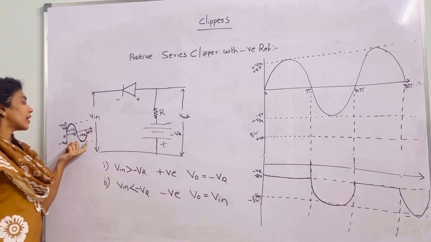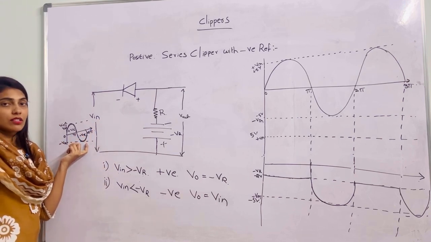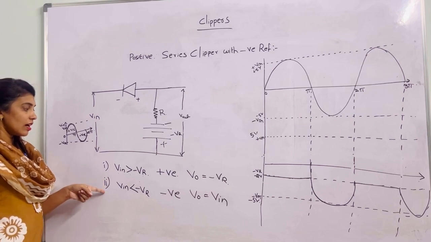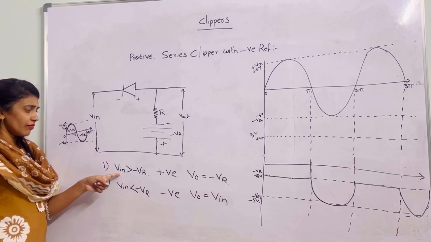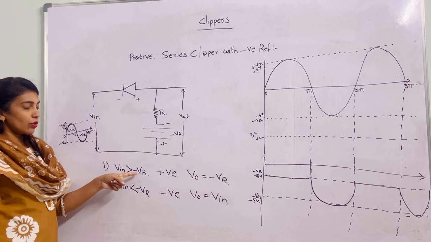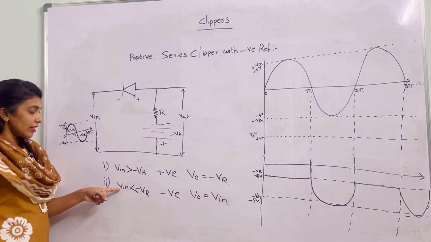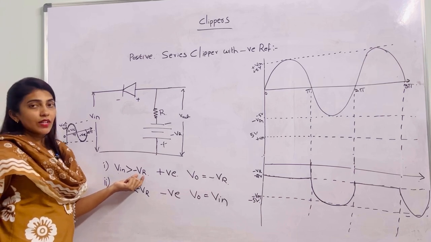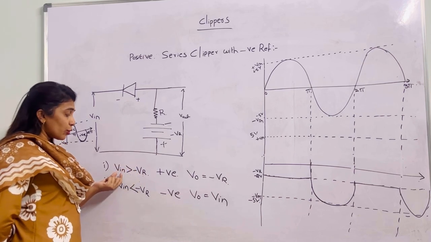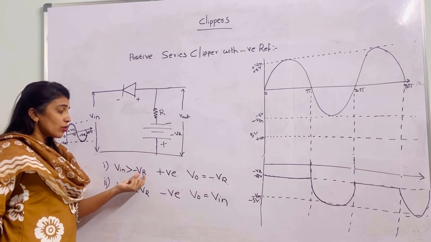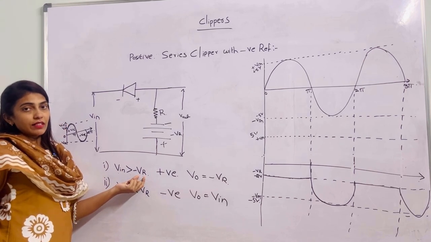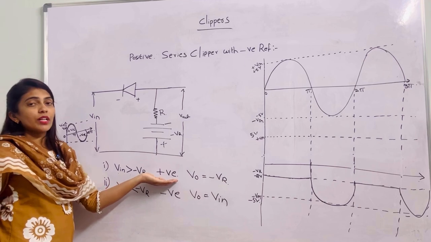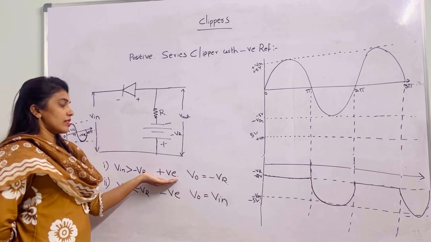Here we are giving the bidirectional signal. Same thing here also, we are using two conditions, that is V in greater than minus VR, and V in less than minus VR. V in greater than minus VR means the input voltage is above the reference voltage, which means obviously the input is a positive signal.